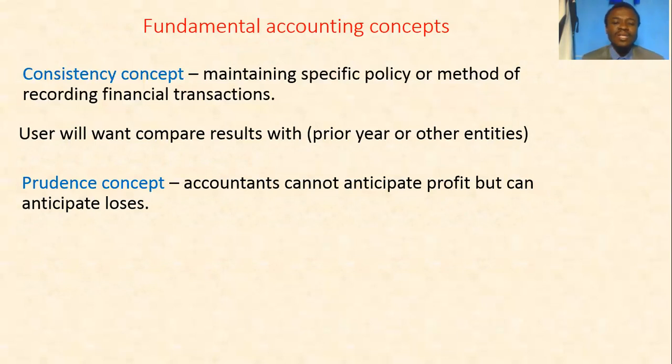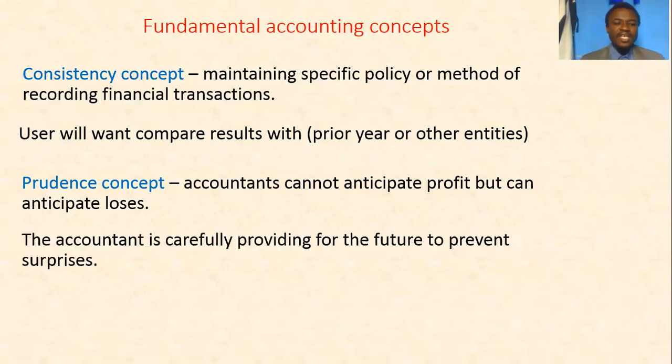Good. Now we also have the prudence concept. Accountants cannot anticipate profit. They have to be wise. The accountant cannot think, oh, next I'm going to make a profit, let me recognize the profit. No. That is why, let's take inventory for example, inventory should be measured at the lower of cost and net realizable value. Why the lower? Because if you measure it at the higher of them, you're recognizing profit even before you make it. So the cost is lower than the selling price, so you recognize the lower.